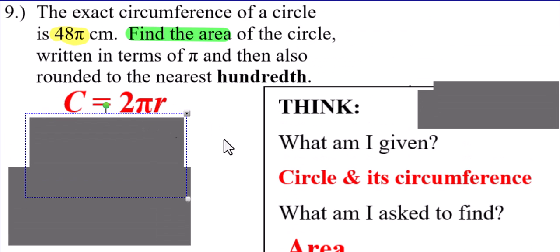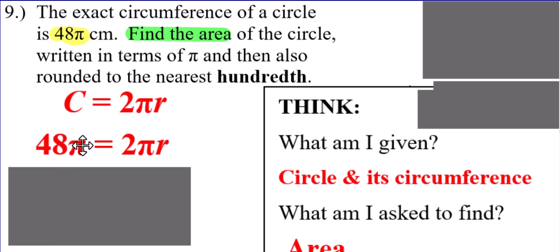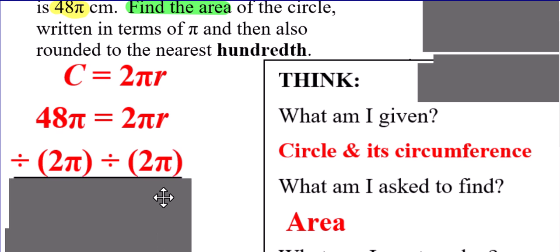C equals 2 pi r, write it down. 48 pi is the circumference. That pi is not optional. That pi was part of the circumference. I know you're not used to circumference being given to you that way, but that's how it was given to you. To get the r by itself, we're going to do the inverse of multiplying, which is dividing. You guys saw this before. We have to use parentheses if we want to divide by 2 and pi at the same time.